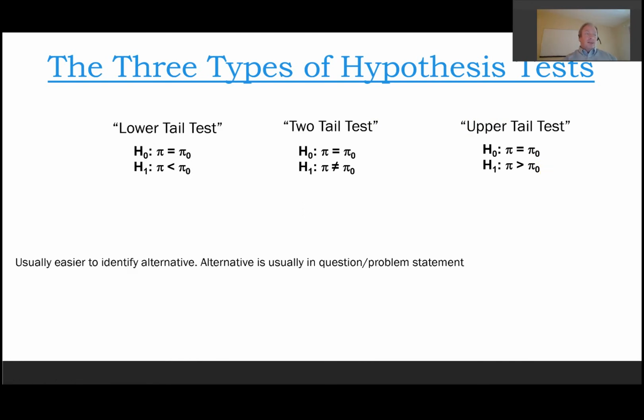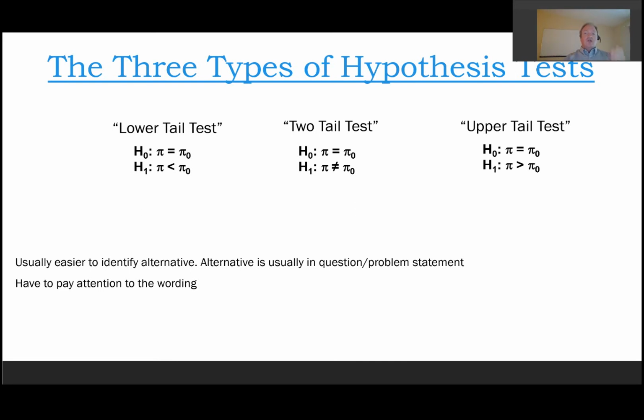Okay, so one of the things that we want to know going into trying to identify hypotheses is that generally it's easier to identify the alternative. And the reason why is the alternative is the purpose for the study. And therefore, it's usually in the question or in the problem statement to begin with. Okay. We have to pay careful attention to wording.